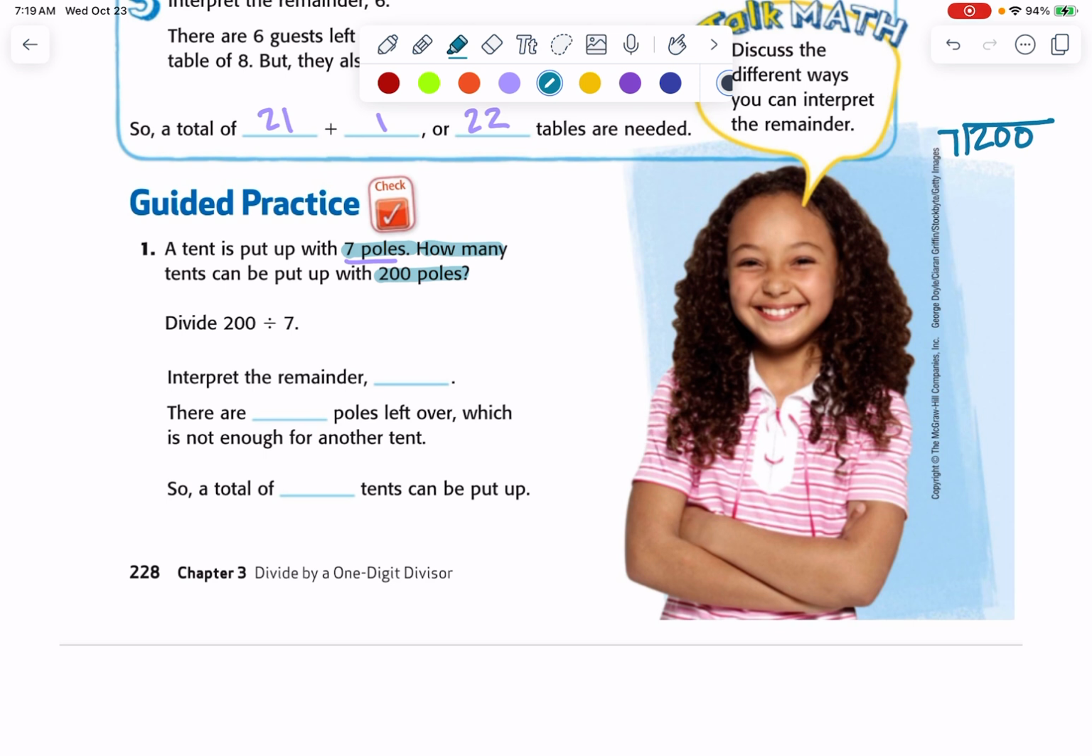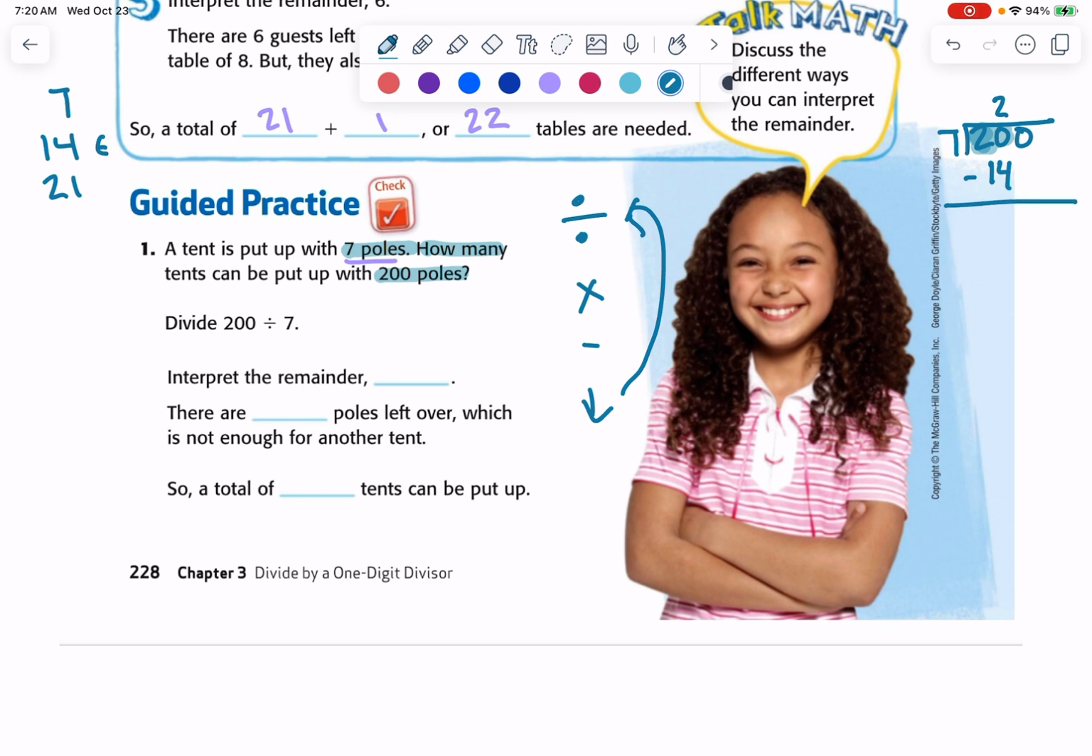So, can we make a group of 7 out of 2 things? No. But we can make groups of 7 out of 20. So let's figure out how many. 7, 14, 21. Oh, I just went over. So it's going to be 2. 2 times 7. Let's put this right here to refer to. Divide, multiply, subtract, bring down, repeat. Okay? 2 times 7 is 14. Take away. All right? So to get from 4 to 10 is 6. So to get to 14, from 14 to 20 is 6.